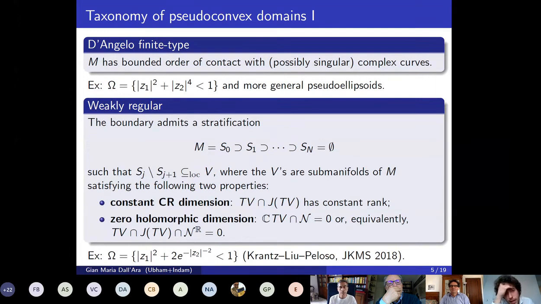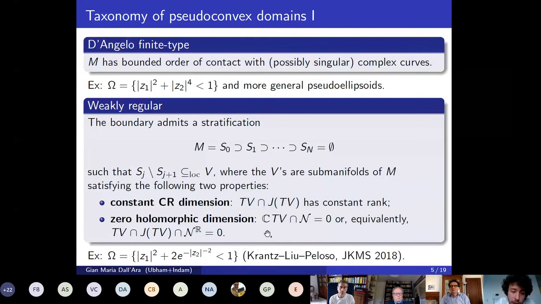regular is itself a deep theorem of David Catlin. It is the class of domains whose boundary admits a stratification of compact sets S0, S1, ..., Sn, as you see here, with the property that points in Sj minus Sj plus 1, okay, so the complement of Sj plus 1 in Sj, are locally covered by submanifolds. So any point has a neighborhood with the property that points of Sj minus Sj plus 1 are contained in a submanifold V, that should have the following two properties.